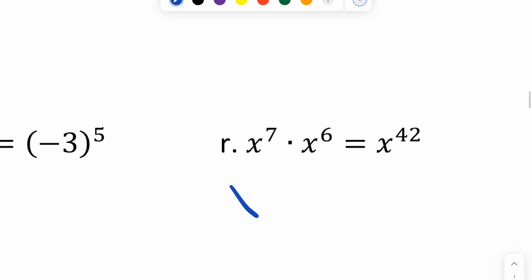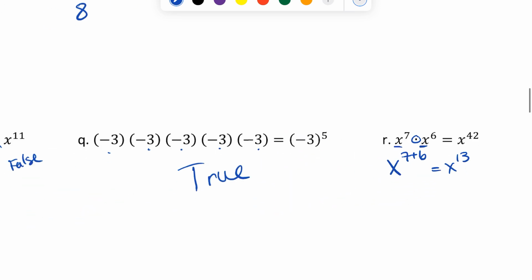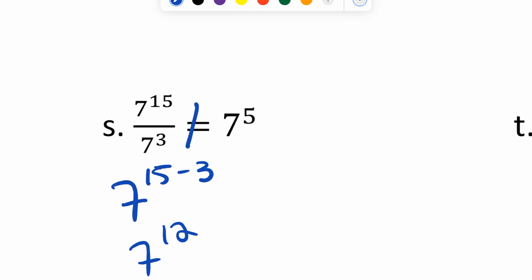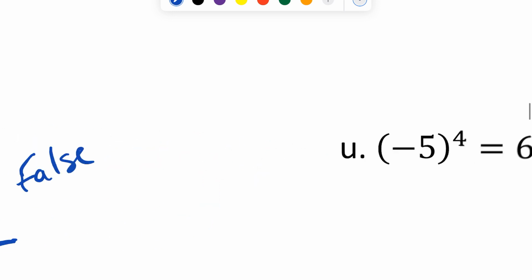This one, I have bases that are the same. There's multiplication, so I add my exponents. X to the 13th power. This one, I write down my base. I subtract my exponents. I get 7 to the 12th. So this was a false statement. This one, anything raised to the 0 power is 1, except for 0. That is a false statement.